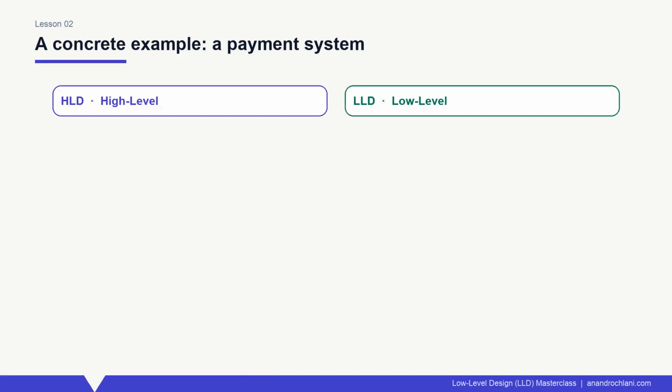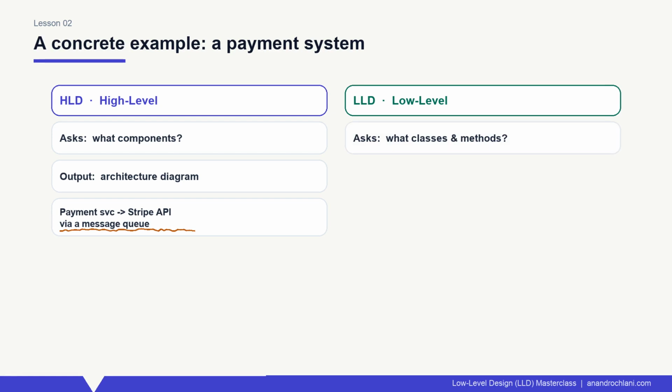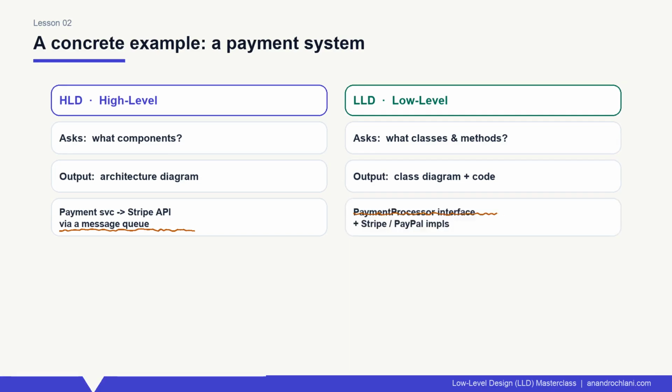Here is a concrete example with a payment system. On the high level side, we ask, what components do we need? The output is an architecture diagram. For example, the payment service talks to the Stripe API through a message queue. On the low level side, we ask, what classes and methods do we need? The output is a class diagram and code. For example, a payment processor interface with a Stripe processor and a PayPal processor behind it.